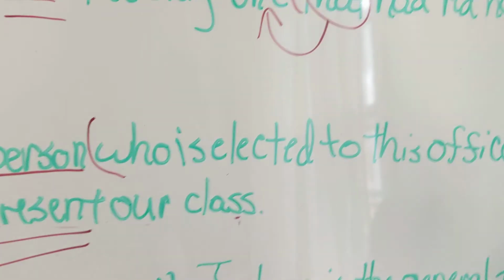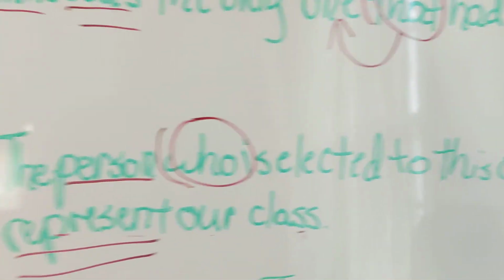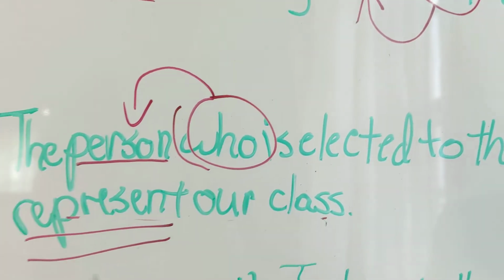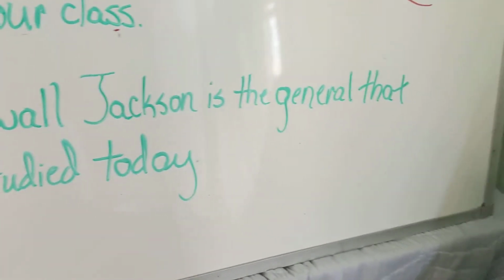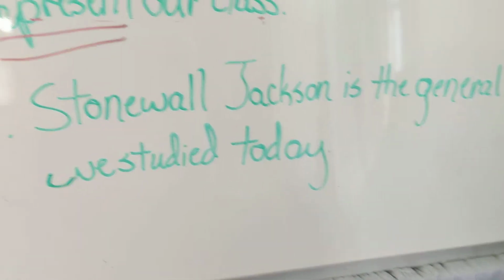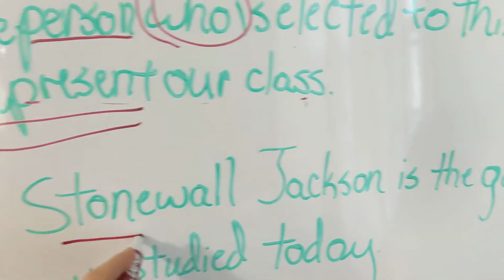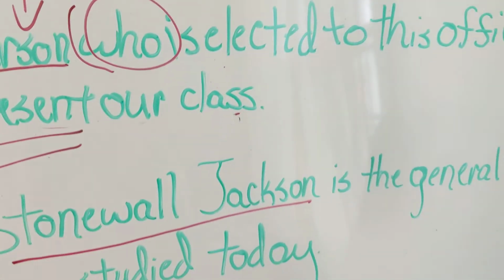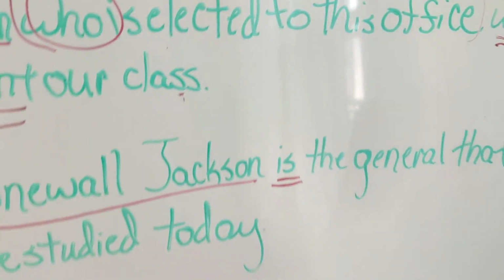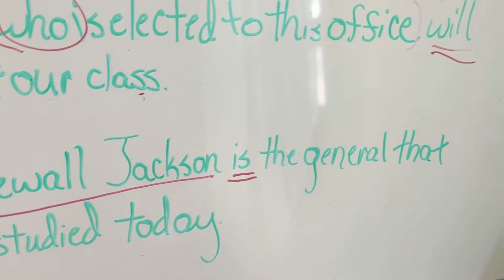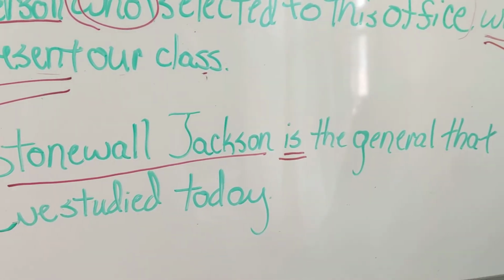And what is my relative pronoun? That's right, it's who. And what word is it describing? Person. Very good. Okay, let's look at number 3. Stonewall Jackson is the general that we studied today. So what's your subject? That's right, Stonewall Jackson. And what is your verb? It is your verb. Very good. So since subject verb, what is my relative clause?